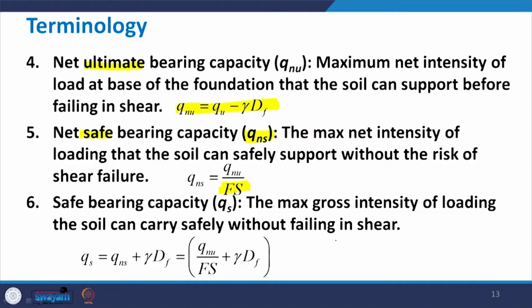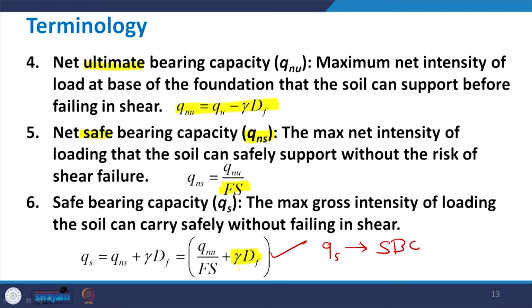Then the last one is the safe bearing capacity, which is QS. If we add the weight of the soil column again to the net safe bearing capacity, then we get the safe bearing capacity, which is popularly called SBC. SBC is given by this relation: QNS plus gamma df, that means QNU divided by factor of safety plus gamma df. One thing to be noticed is that under gamma df no factor of safety is used, because this pressure is added in full. So, this is the final equation to find the safe bearing capacity.